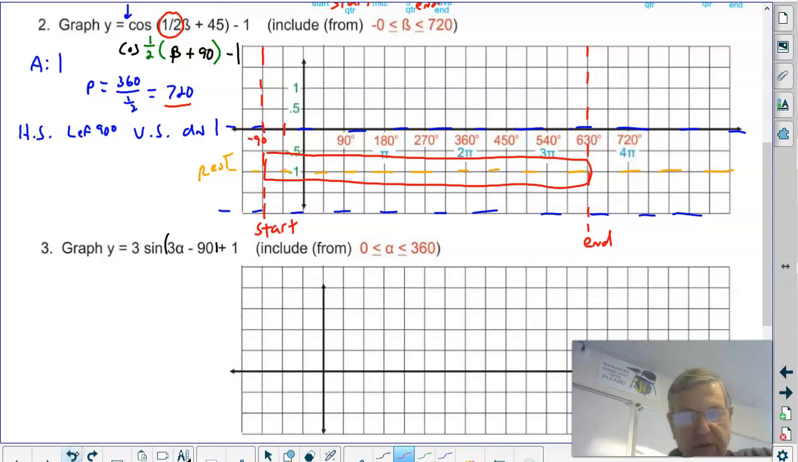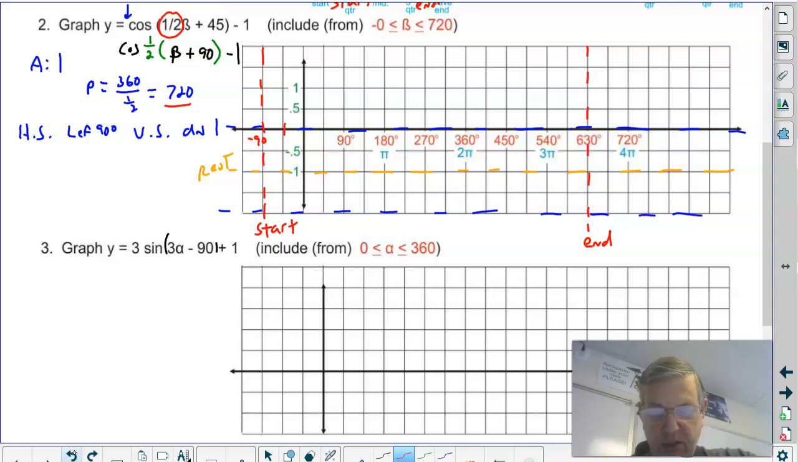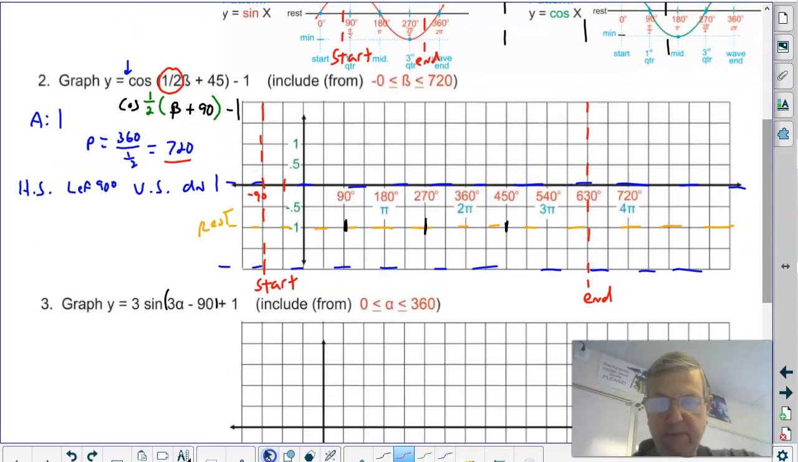What is 16 divided by 4? It's 4. So my quarter marks, I'm just going to use black right here. 1, 2, 3, 4. I'm going to go right there. That's my first quarter. 1, 2, 3, 4. There's half. 1, 2, 3, 4. There's 3/4. 1, 2, 3, 4 to the end. Perfect. Okay, let's grab now our cosine pattern.